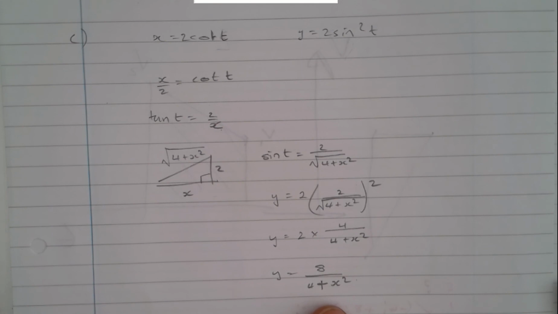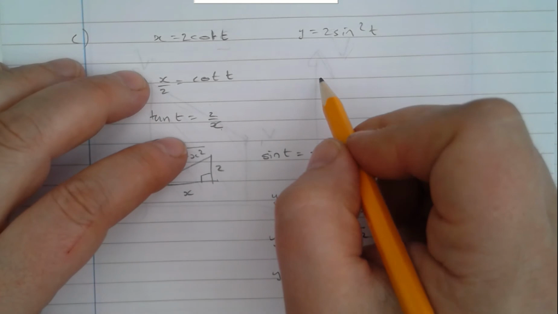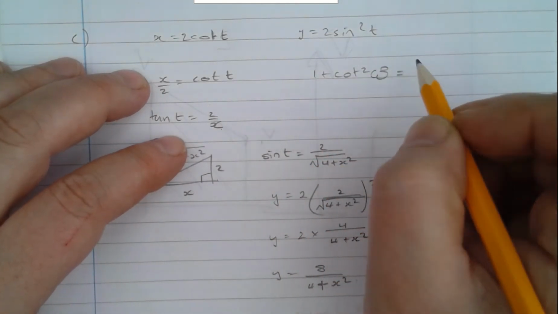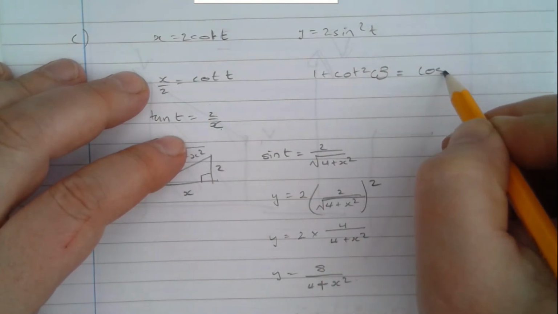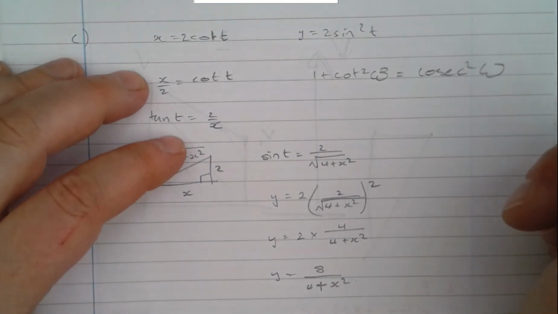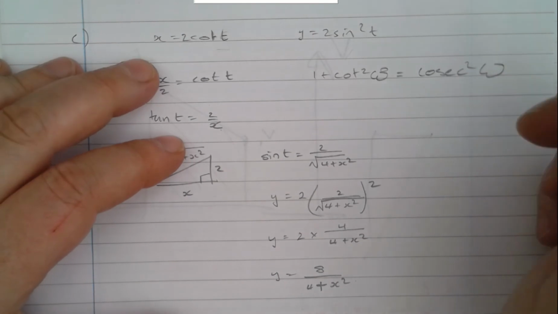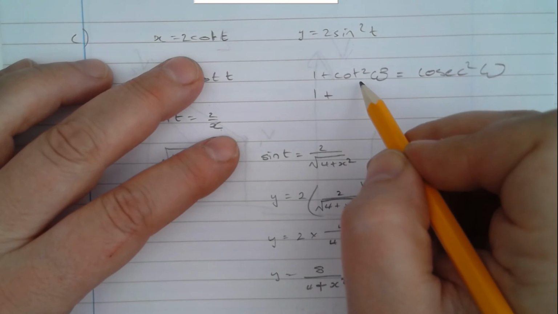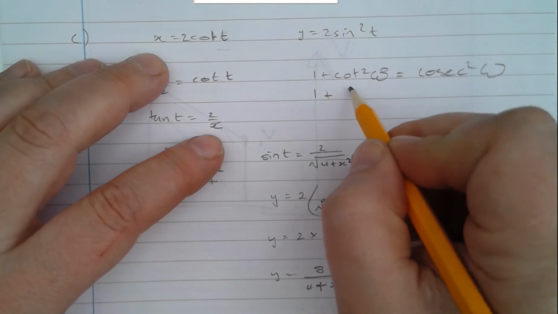Now they did it differently. They used the fact that 1 plus cot squared is cosec squared. So there's two new ones, isn't there? 1 plus cot squared is cosec squared, and 1 plus tan squared is sec squared. So how can I do that? Well, first of all, cot t is equal to x over 2, and therefore cot squared is x squared over 4.